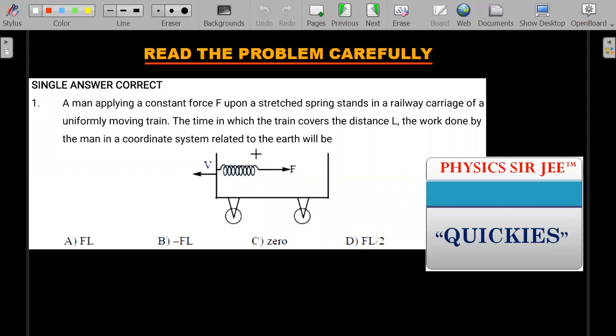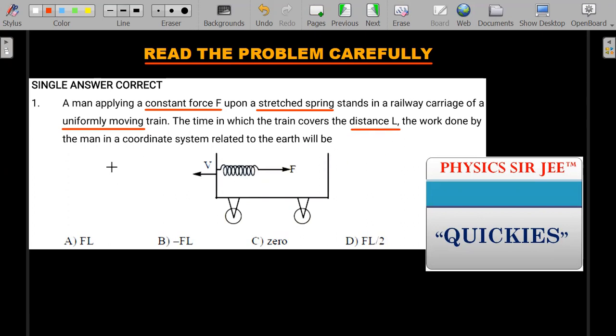So now with that out of the way, let me investigate each and every important word here. Constant force F, already stretched spring. Remember, he's not stretching it during this problem. It's already stretched, and that's why he's able to apply a constant force. Uniformly moving train means it's moving with a constant velocity. That's what uniform motion is all about. During this period, the spring is under a constant stretch, so there is no continual extension here. Extension is there, but it's already fixed before you started the problem, and the distance L is covered.